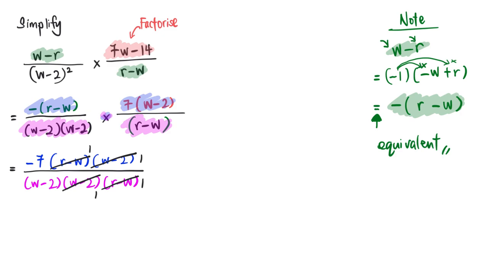And so the final answer would then be equals to negative 7 over w minus 2. Negative 7 over w minus 2. And you could choose to write the bracket or not, doesn't matter.